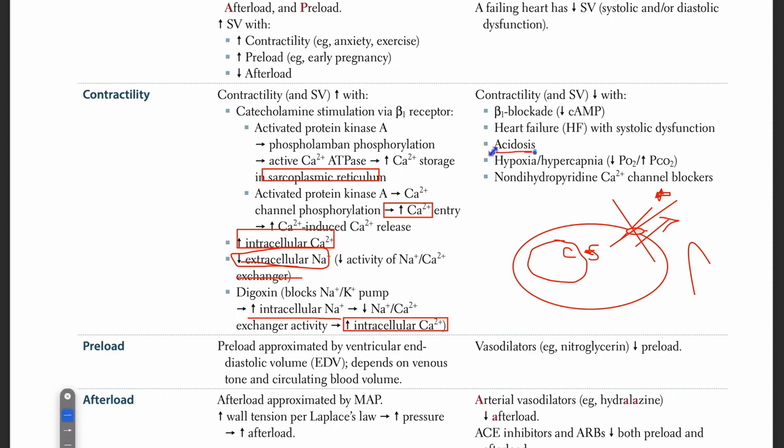Acidosis, just remember that. They won't test you on CVS for acidosis, they'll test you on renal and respi, mostly for that.